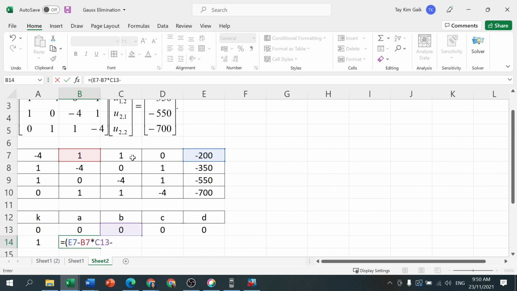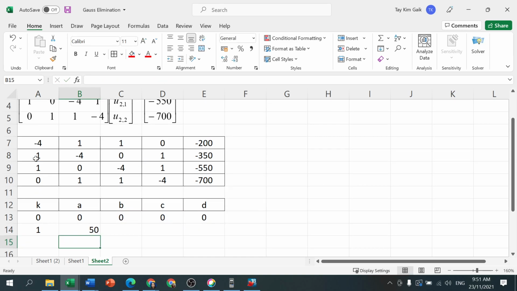Minus this one times, this is C, so minus this cell multiplied by D, so that it will be a general template. Divide by the coefficient here. Because I'm not going to copy the formula, I don't put any dollar sign, doesn't matter.